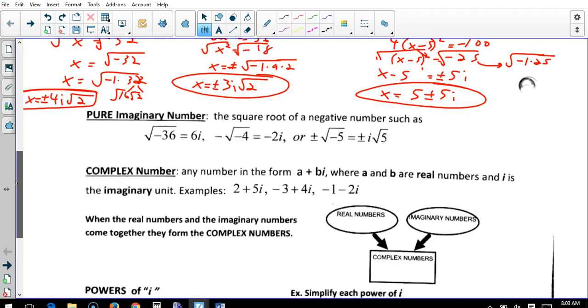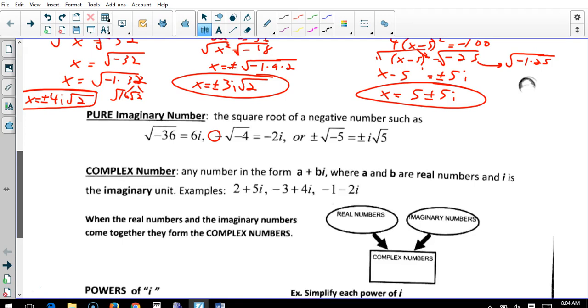Okay, pure imaginary numbers. This is the square root of negative numbers such as 36, 4, okay? So, the square root of 36 is 6. The square root of negative 36 is 6i. Now, we can have a negative outside. That's okay. This just says the opposite of the square root of negative 4, which is just negative 2i.